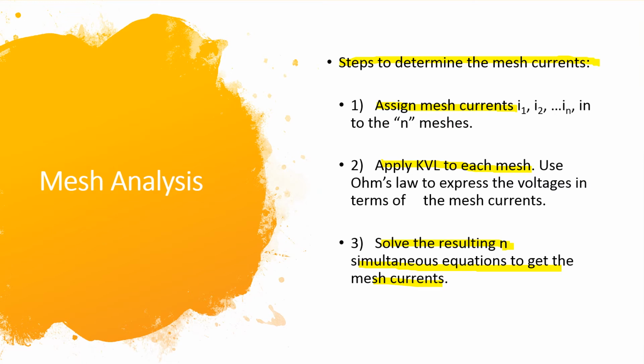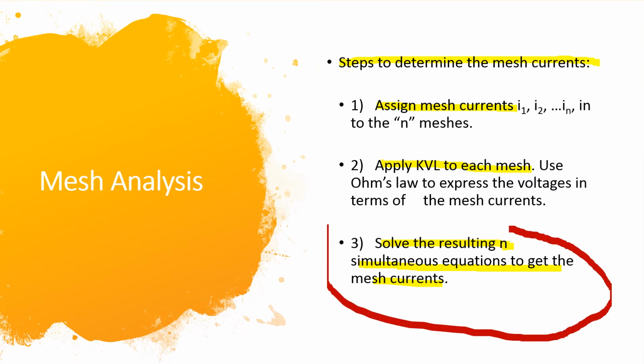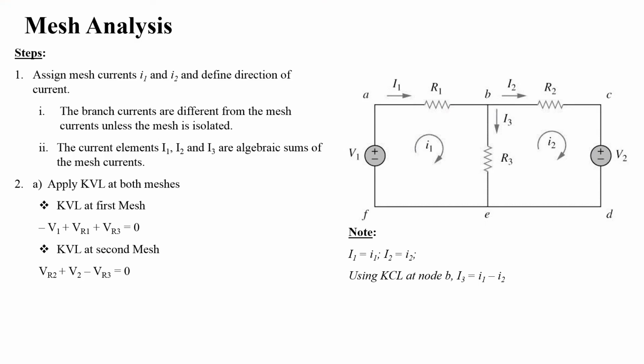After getting those equations, you will solve them simultaneously to get the values of the mesh currents. In order to understand the mesh analysis, let's do an example. In this example, we have to find the values of capital I1, capital I2 and capital I3. Basically, the currents I1, I2 and I3 are algebraic sums of the mesh currents.